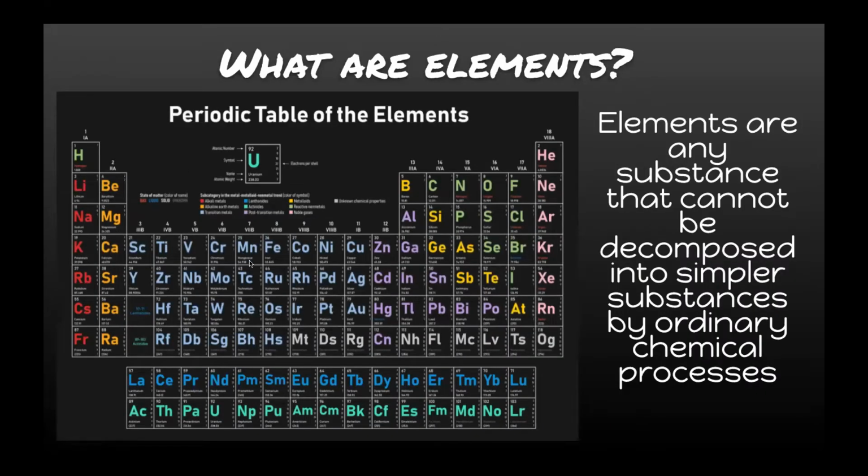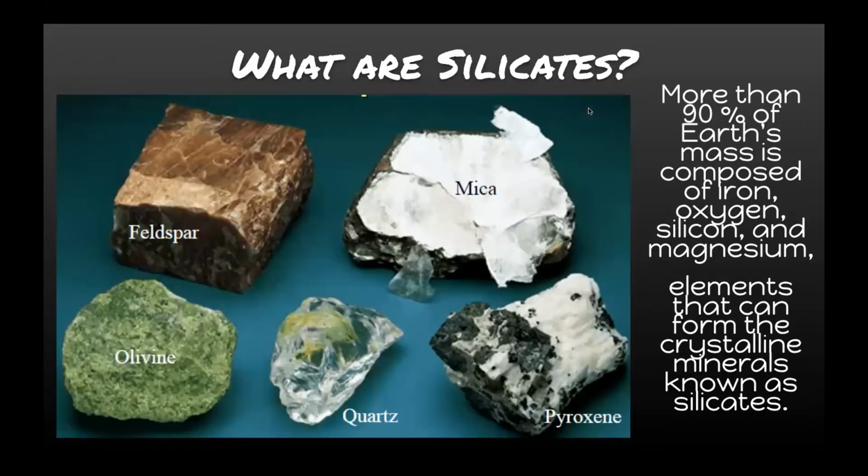You saw with Mr. Monroe, the periodic table of elements. Elements are any substance that cannot be decomposed into a simpler substance by ordinary chemical processes. So we've got our periodic table of elements, and some of these are found in solid earth. So let's get going and see which ones we've got.